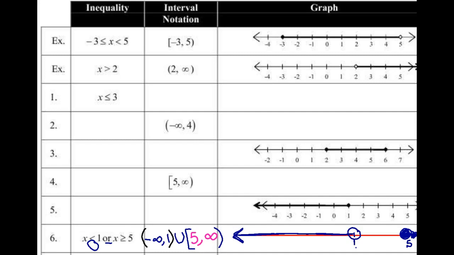Okay. So I want you guys to play with the table a little bit just to make sure you understand the difference between inequality notation and interval notation and how to write both formats for any given graph.